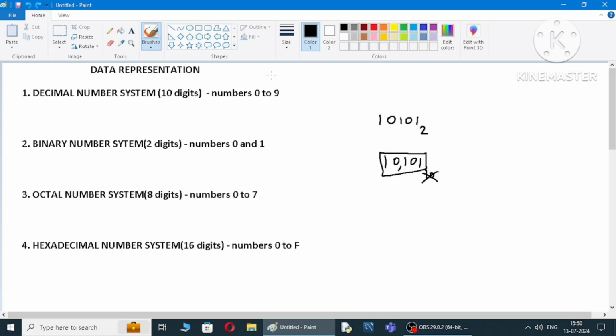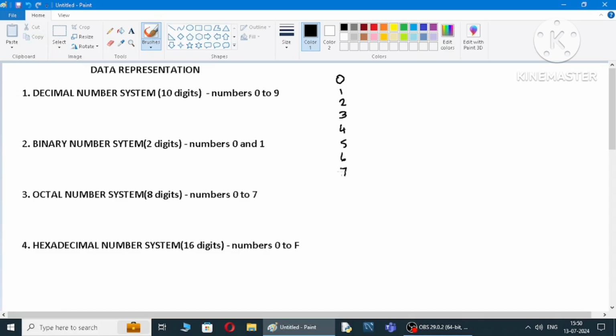Okay. Next we move on to the octal number system. The octal number system has numbers 0 to 7, that is totally 8 digits. 0 to 7. Now how do you write numbers in the octal number system? Start with 0, 1, 2, 3, 4, 5, 6, 7.